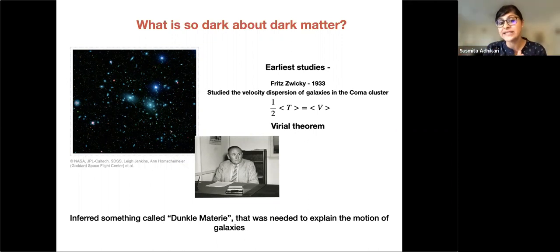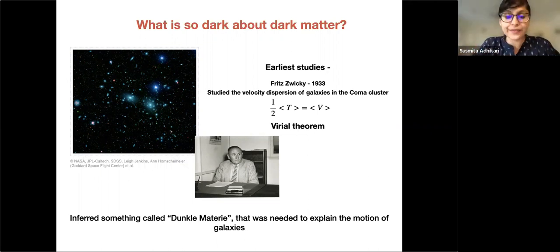But what he instead saw is that the galaxies in the Coma cluster appear to be bound to each other and are orbiting each other in some way, as if there was more mass in the system than was attached to all the galaxies and the stars that we could see in that system. So in fact, he inferred that there might be some kind of Dunkle Materie, or dark matter, that we cannot actually see.